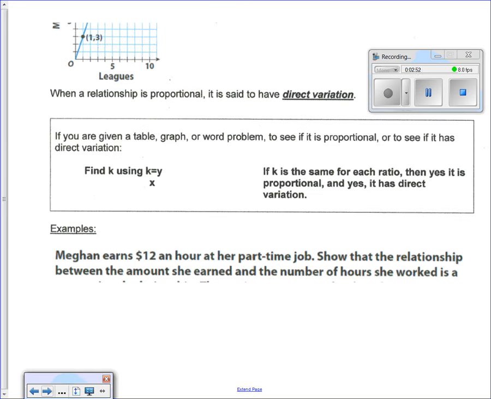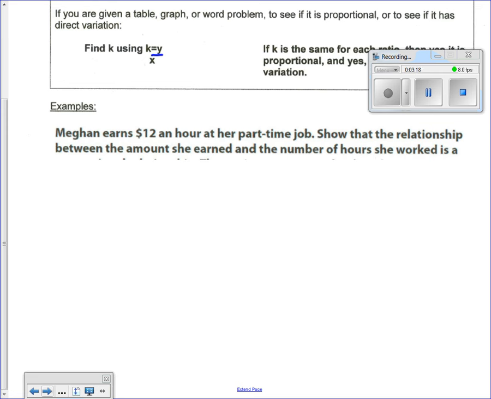Okay, so when a relationship is proportional, it's said to have direct variation. If you're given a table, graph, or word problem to see if it's proportional or to see if it has direct variation, find k using k equals y over x. If k is the same for each ratio, then it is proportional, and yes, it has direct variation. All right, in the next example, Megan earns $12 an hour at her part-time job. Show that the relationship between the amount she earned and the number of hours she works is a proportional relationship. Then write an equation for the relationship.